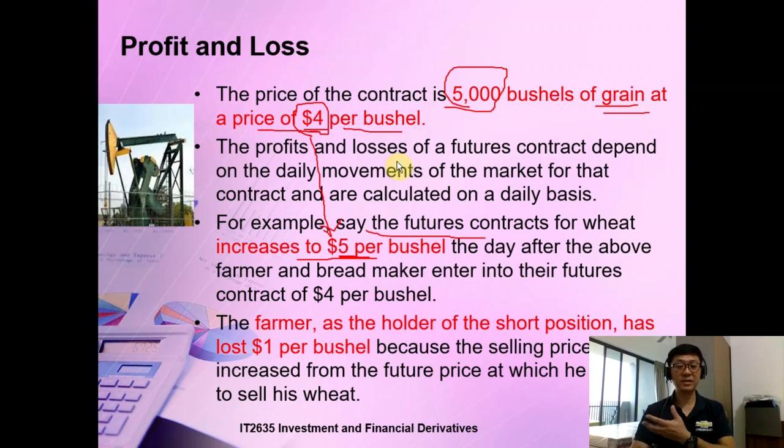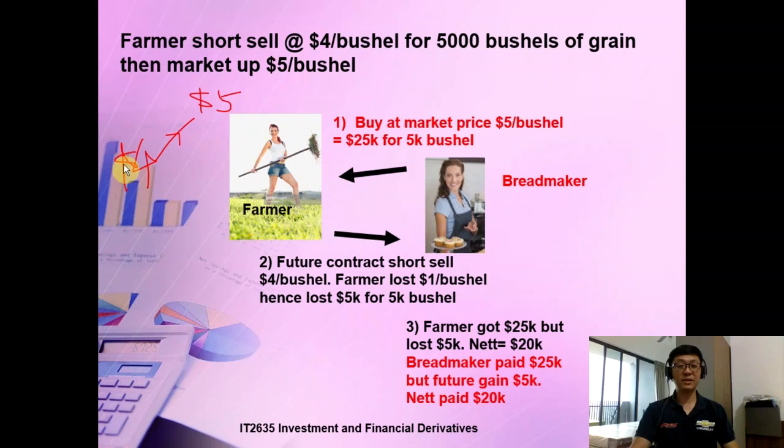And you have another buyer, a bakery, who is trying to buy the grain from this farmer, right? So you have this scenario: a farmer producing the grain, and a bread maker trying to buy the grain from the farmer so that it can make flour, so that it can make bread for sales, right?